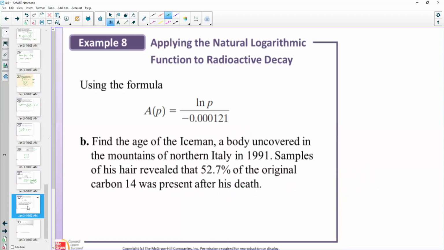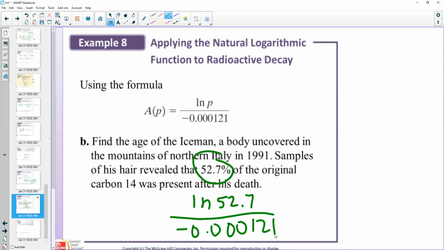So same idea, different formula, or sorry, different guy. Find the age of the Iceman's body. So instead of 72, we're going to use 52.7. So ln of 52.7 divided by negative 0.000121. Let's see if I do any better this time. ln of 52.7, okay, divided by negative 0.000121. I'm typing out of order. What do you get? You get something in the neighborhood of 32,000 years, okay?